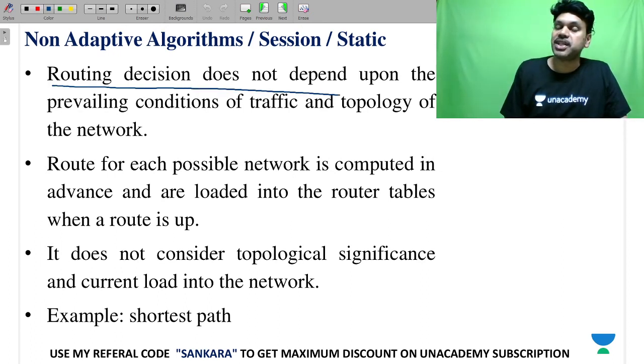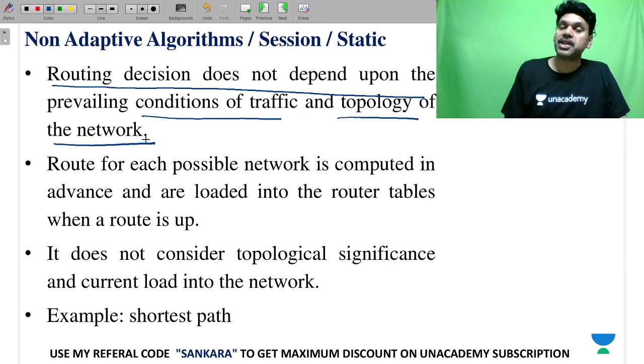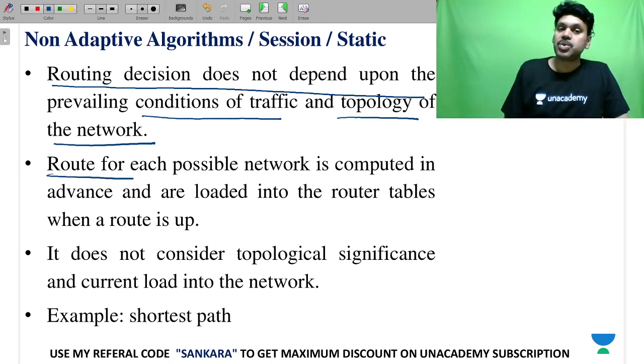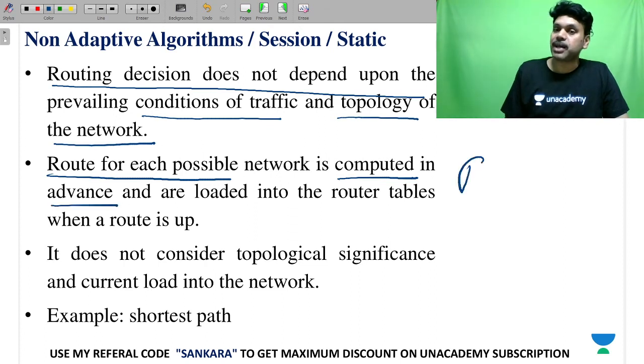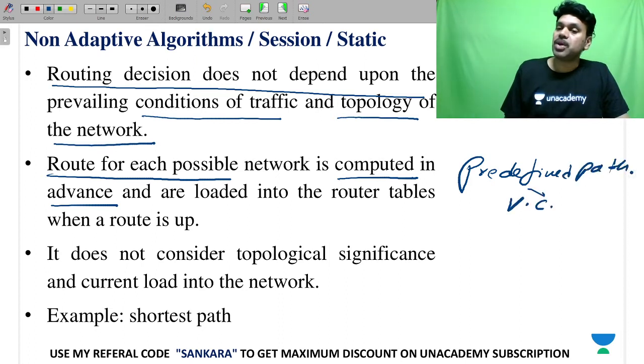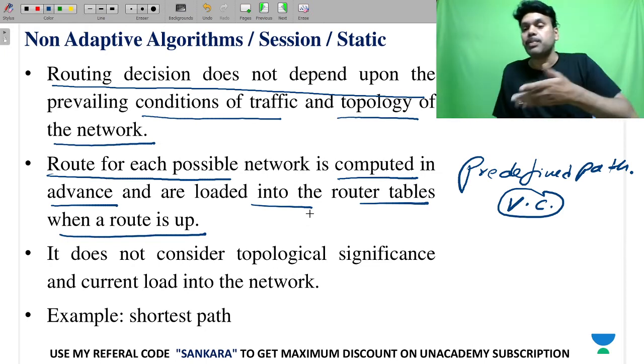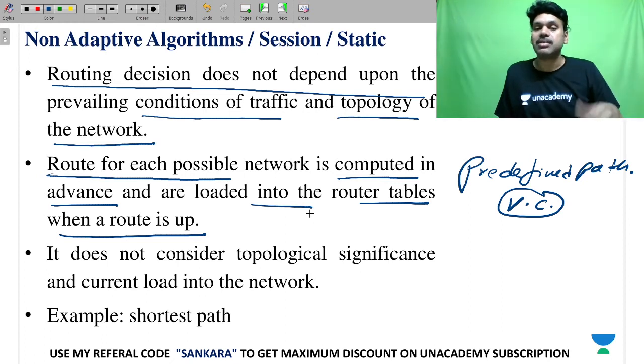So the routing decision does not depend upon the conditions of the traffic and the topology of the network. Right? You need to traverse once the path is established. The route for each possible network is computed in advance, a predefined path it is. So naturally, I want to call it a virtual circuit, and these are loaded into the routing tables when the router is up. So the source asks the router, what is my path? Already the path is calculated, you traverse in that. That's the meaning of it.